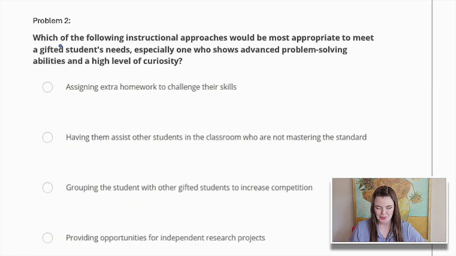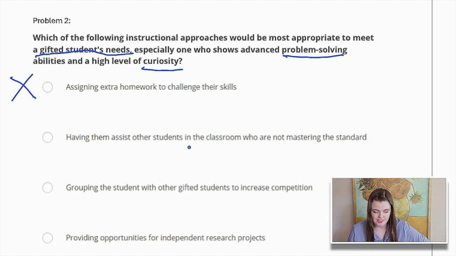Problem 2. Which of the following instructional approaches would be most appropriate to meet a gifted student's needs, especially one who shows advanced problem-solving abilities and a high level of curiosity? Assigning extra homework to challenge their skills. Now, nobody wants extra homework. So when a student's excelling, they're doing great, this isn't really a great idea to get them excited about any work. Having them assist other students in the classroom who are not mastering the standard.